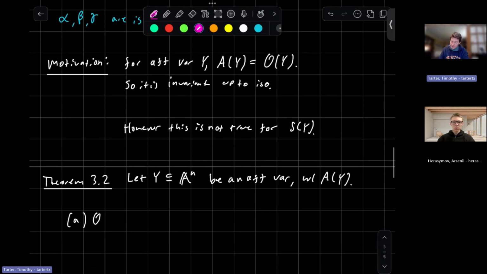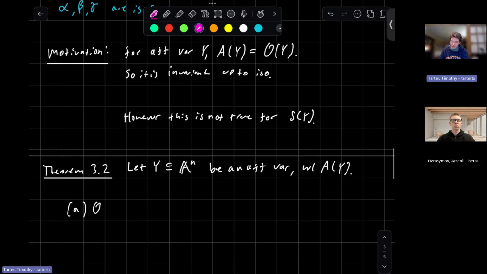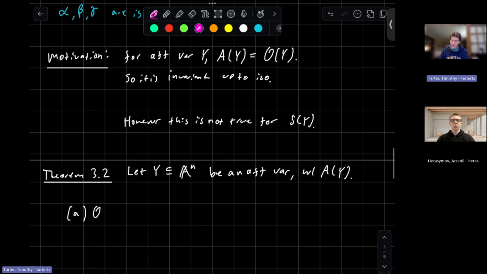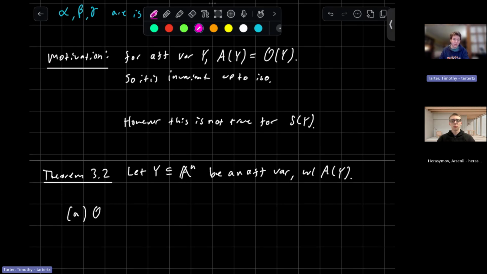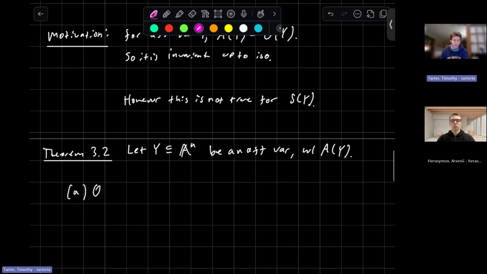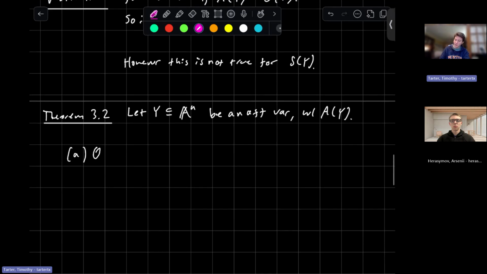The motivation for this next section is that for affine varieties Y, A(Y), the affine coordinate ring, is just the ring of regular functions. So it's invariant up to isomorphism, but this isn't true for projective space. Theorem 3.2 is kind of a large one.